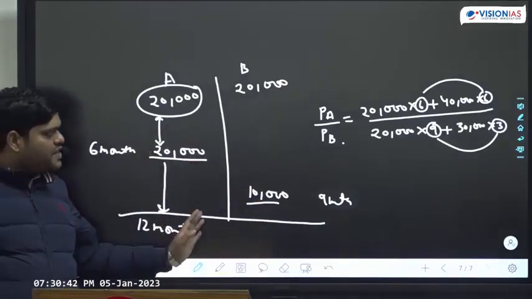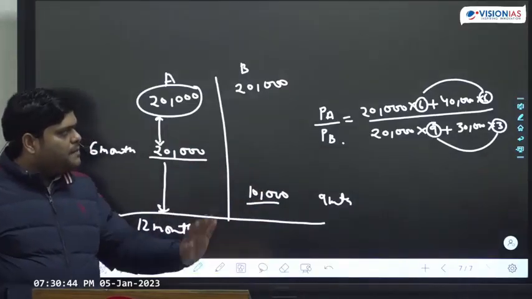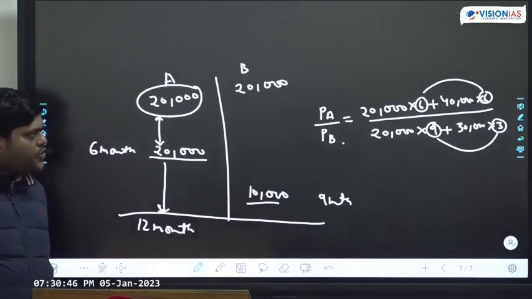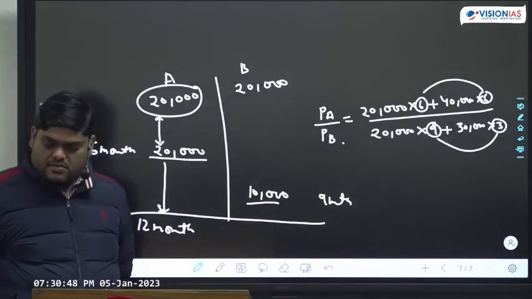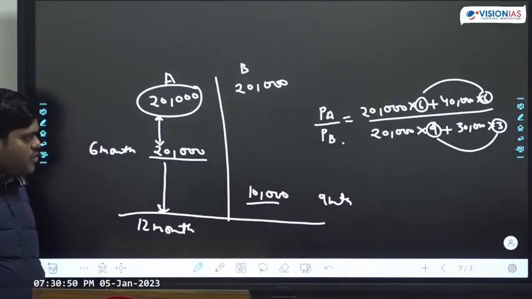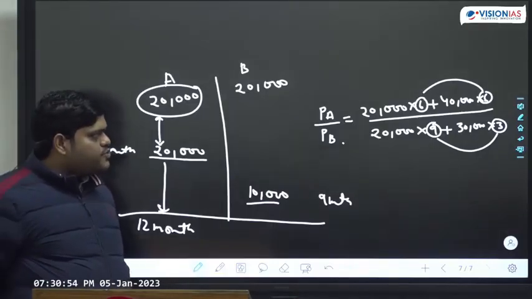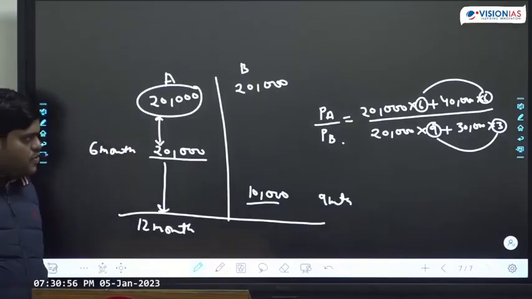The profit of A upon profit of B will be divided in this ratio: 20,000 into 6 plus 40,000 into 6 for A, and for B, 20,000 into 9 plus 30,000 into 3.